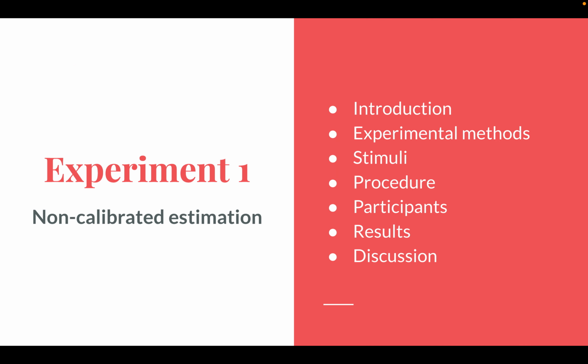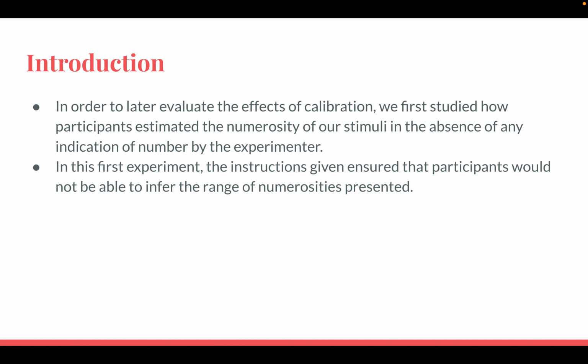The first experiment consisted of non-calibrated estimation. In order to later evaluate the effects of calibration, they first studied how participants estimated the numerosity of the stimuli in the absence of any indication of number by the experimenter. In the first experiment, the instructions given ensure that participants will not be able to infer the range of numerosities presented.